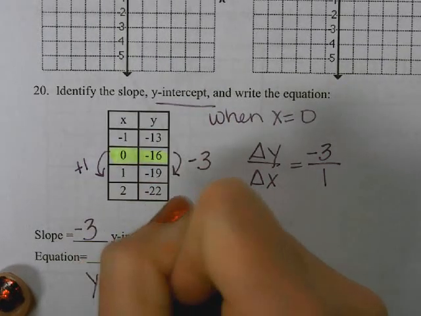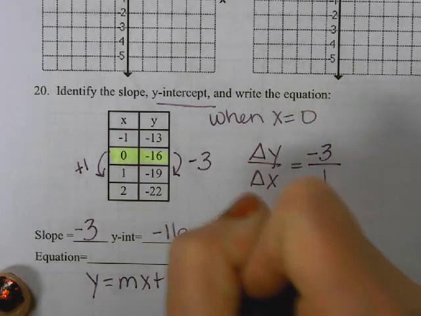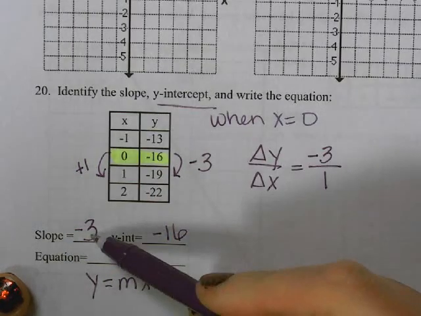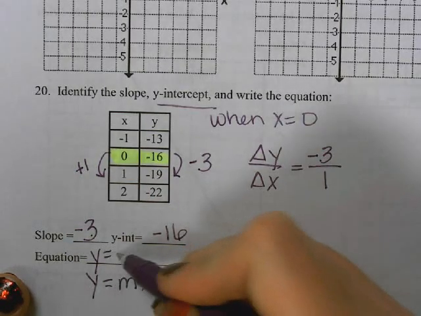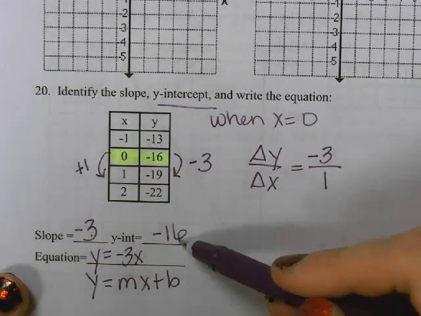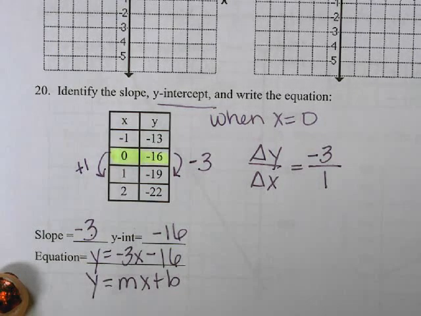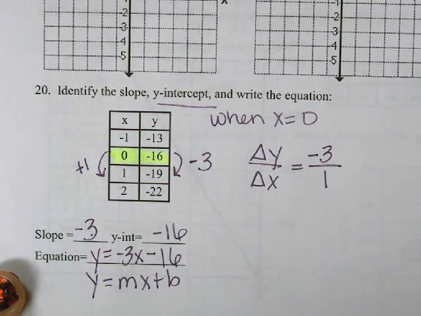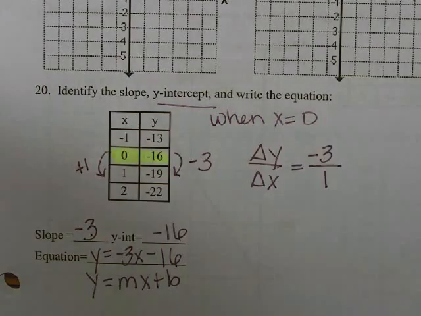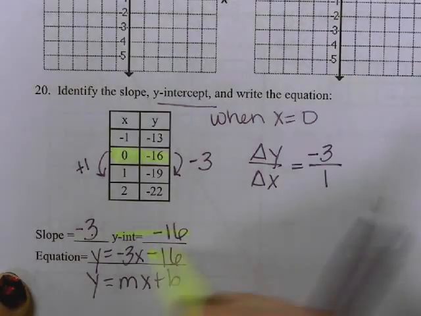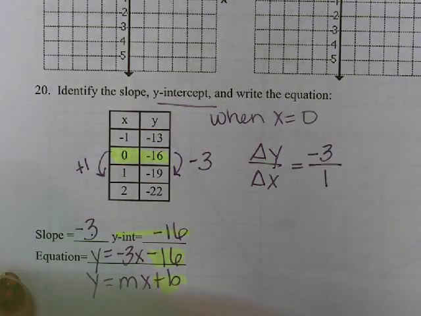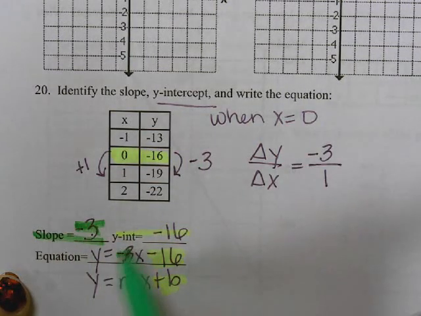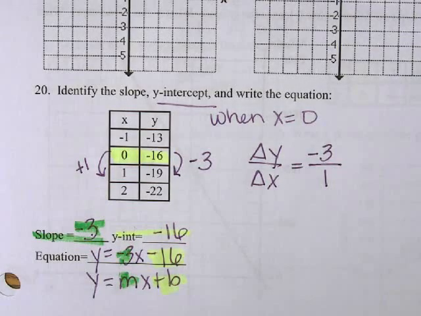And then remember, it's y equals mx plus b. So that means m is negative 3, so y equals negative 3x, and b is negative 16, so I say minus 16. Okay? Remember, y-intercept, that's what goes at the end, and slope, that's the number that goes before the x. Okay.